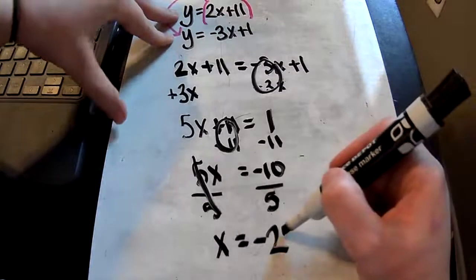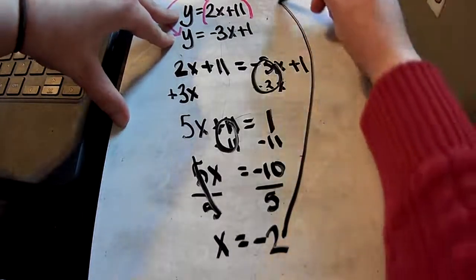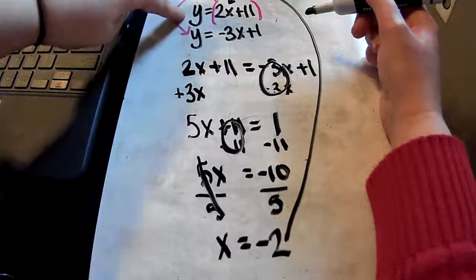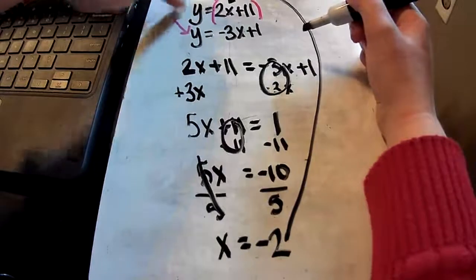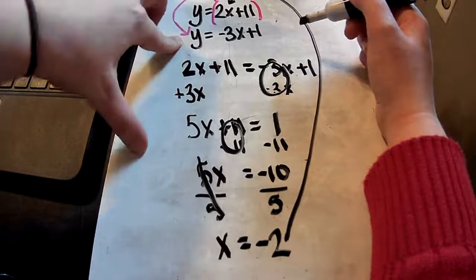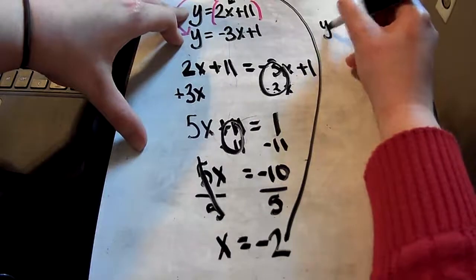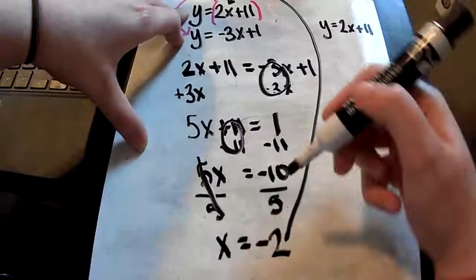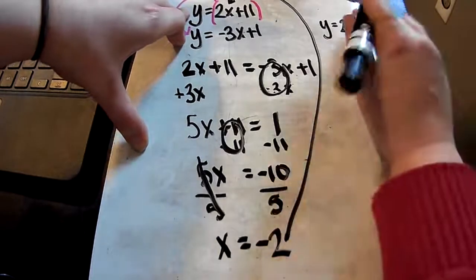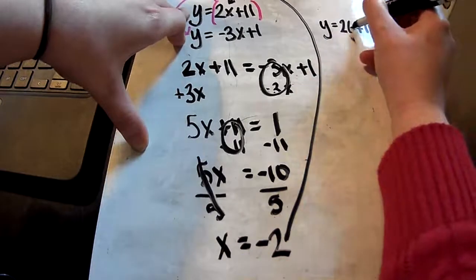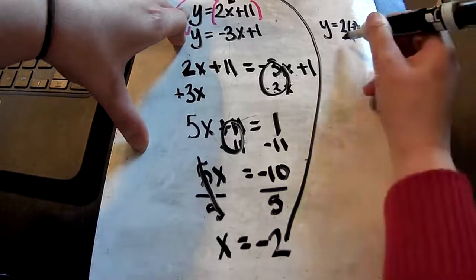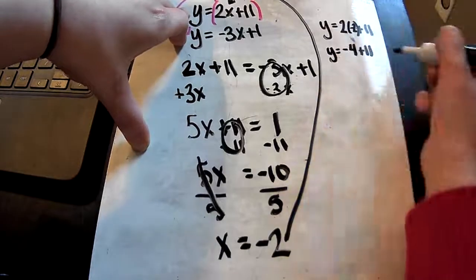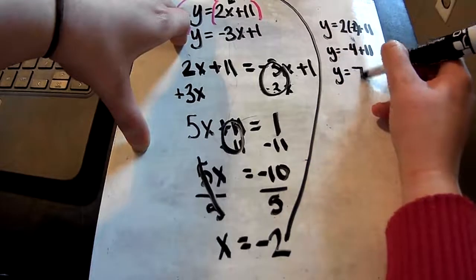It does not matter which equation I plug that negative 2 back into. I'm just going to plug it back in for x on the first equation because the first equation didn't have any negatives to deal with, but I would get the exact same answer if I plugged it in on the second equation. So since I'm using the first equation, y equals 2x plus 11, and we now know that x is negative 2, I'm going to replace x with negative 2. Well, 2 times negative 2 is negative 4. Negative 4 plus 11 gives me positive 7.